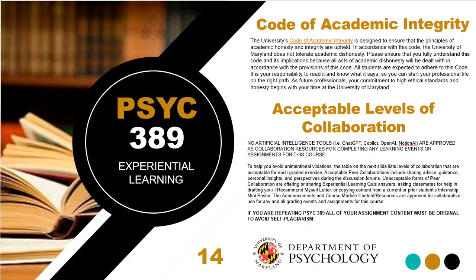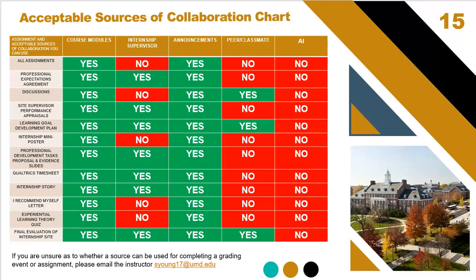You are under the Code of Academic Integrity, of course, in Psych 389, so it's important that you understand that and the forms of academic dishonesty. We are giving you on the next page the acceptable levels of collaboration in this course relative to each of these assignments. So this chart is really handy. It tells you who you can collaborate with, if anyone. And so you want to really follow that there.